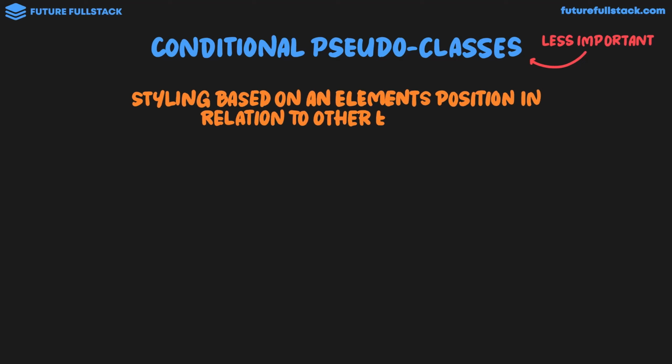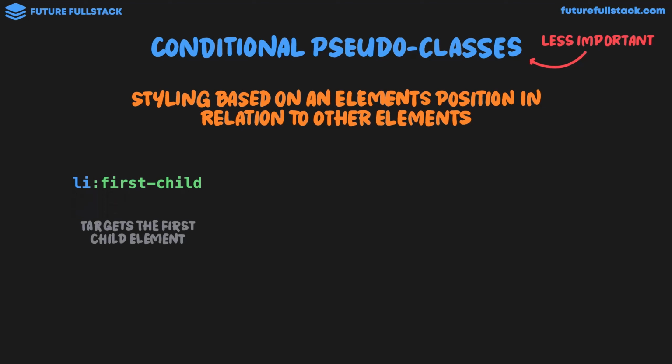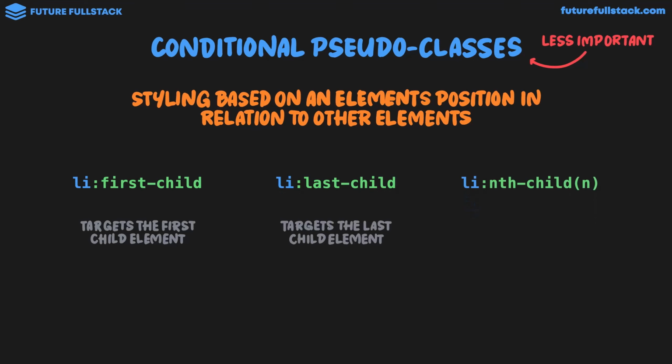Let's have a quick look at conditional pseudo-classes. Conditional pseudo-classes are generally less important. I'm not really going to be using them throughout this video, but I just want to show you that they exist and how they work. Conditional pseudo-classes are styling based on an element's position in relation to other elements. For example, we could have the pseudo-class first-child, which targets the first child element in a list. We have the last-child pseudo-class, which targets the last child element. And there's also the nth-child pseudo-class, which targets child elements based on their position. In this case, every nth child.